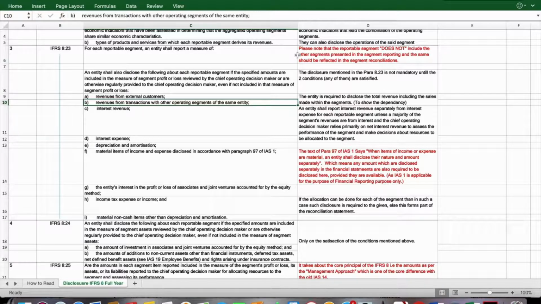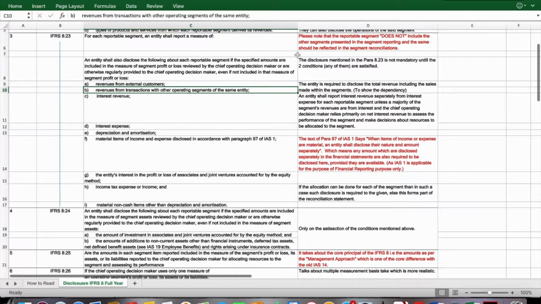So these items are apart from the revenue, apart from the profit or loss. These items will only be disclosed when either of two conditions is met. As I told, I'm not going to discuss the standard. I'm just going to discuss the disclosures, how the disclosure will look. The first condition would be: if it is provided to the CODM on a regular basis, or the decisions are being made based on this data.